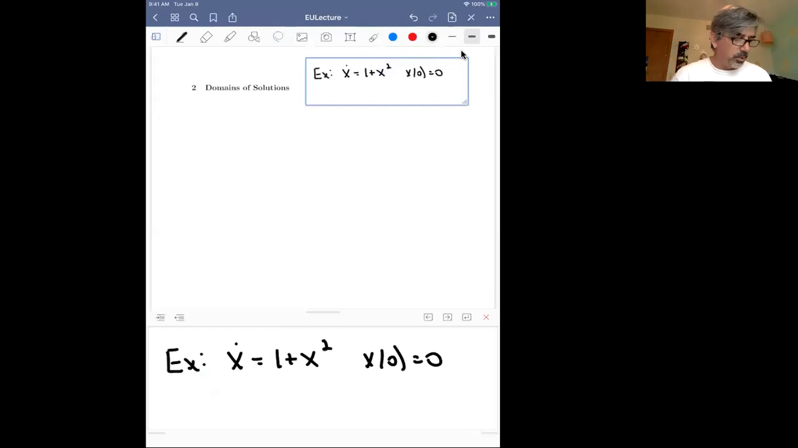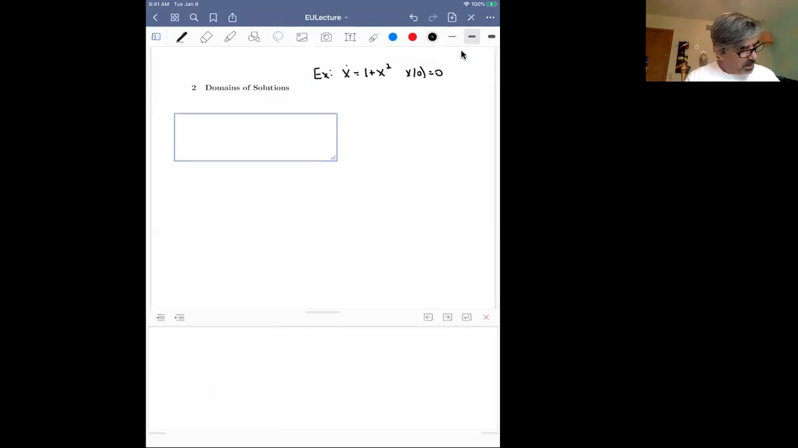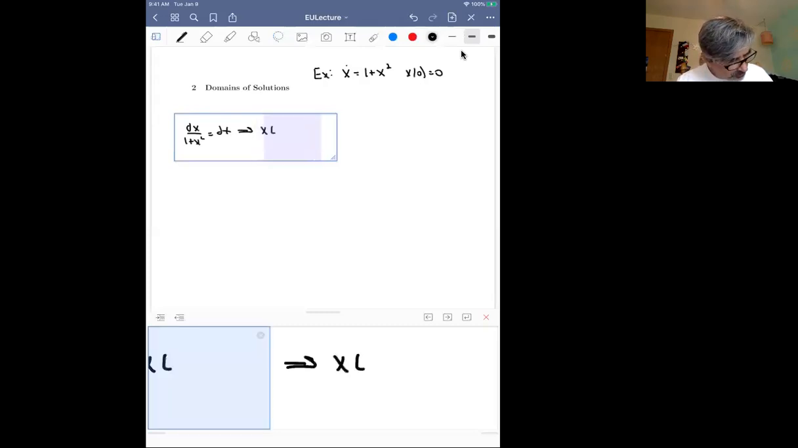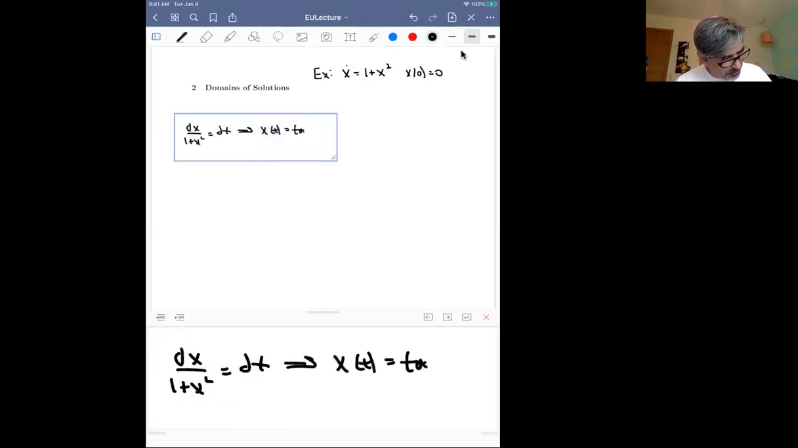This has no critical points because that's 1 plus x squared. If I go to solve this, I'm not going to do the whole solving here, but we get dx over 1 plus x squared equals dt, and then we'd integrate. Because of the 1 plus x squared, I'm going to get an inverse tangent on the left, and when I solve this, I get tangent for x. So I get x of t is equal to the tangent of t.